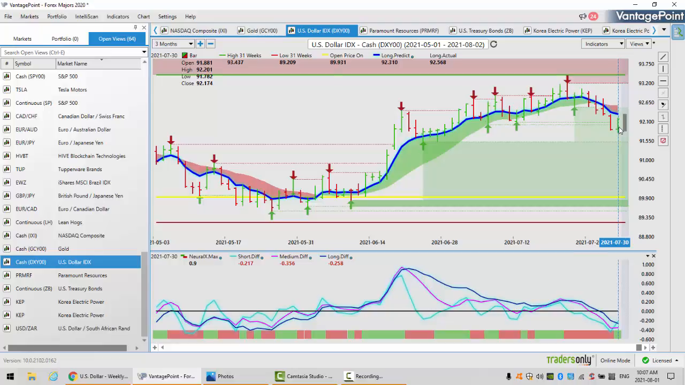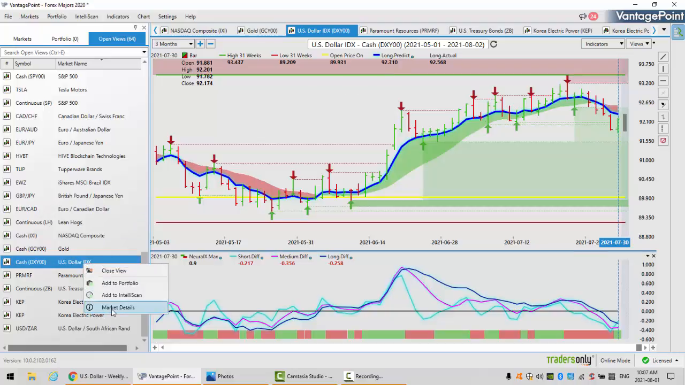But for now, to begin the week, we have a couple of the main resistance areas at the long predicted, and the T cross long is sitting at around, I'm going to round it out and just say, 92.40. The dollar is still in trouble while it's below that particular level.